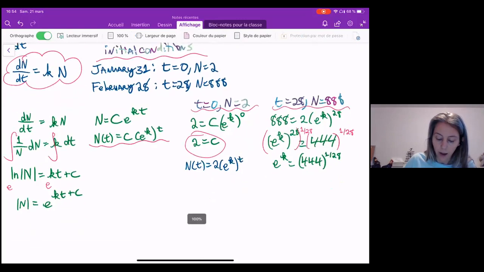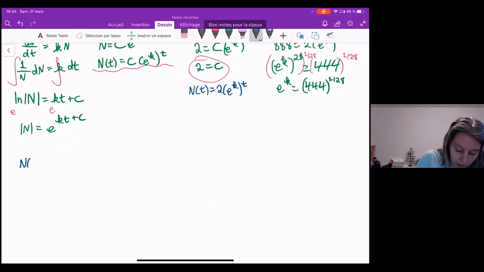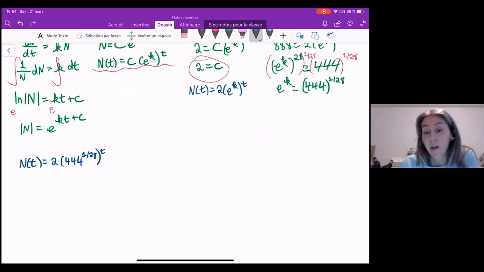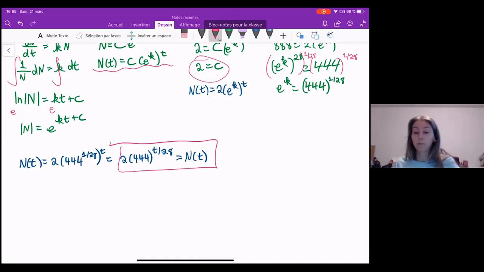All right. So now we can say then that n of t is equal to 2 times 444 to the 1 over 28 to the power of t. But when we have an exponent to an exponent, we can multiply those things together. So we get 2, 444 to the t over 28 is my n of t. And that right there represents the number of people infected at any given time.